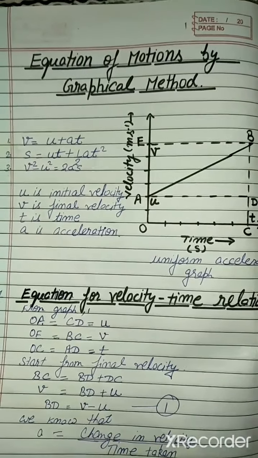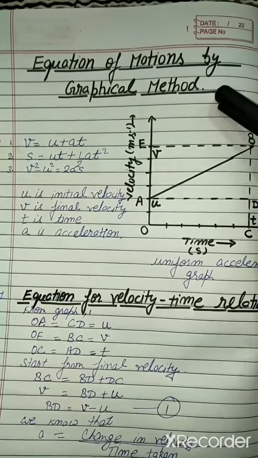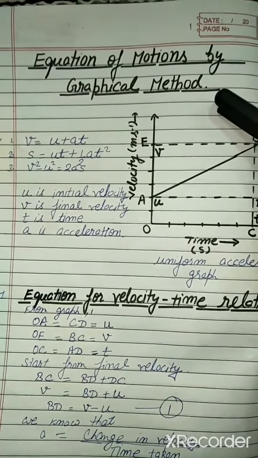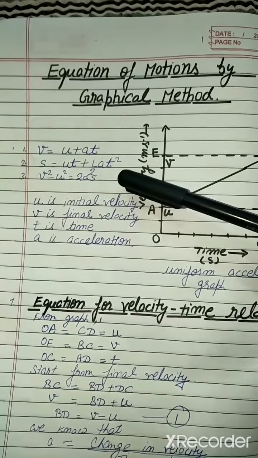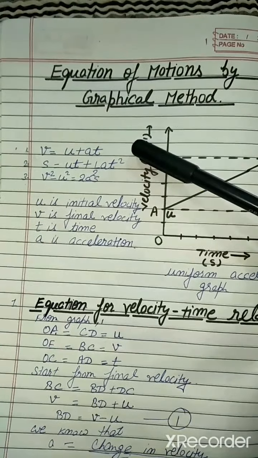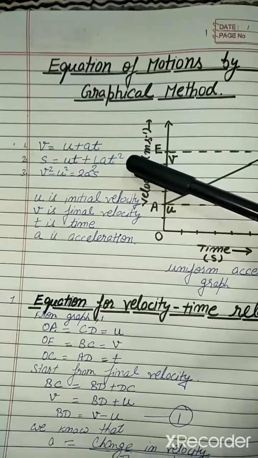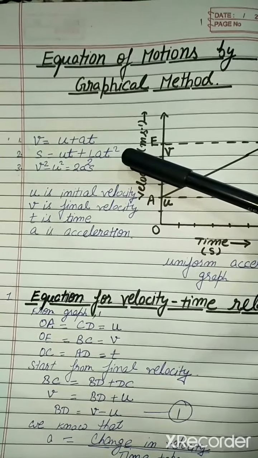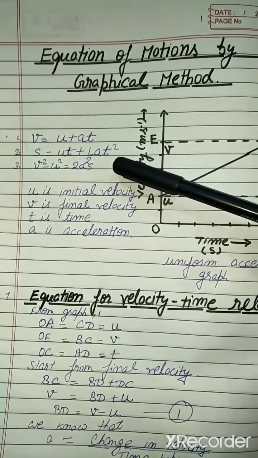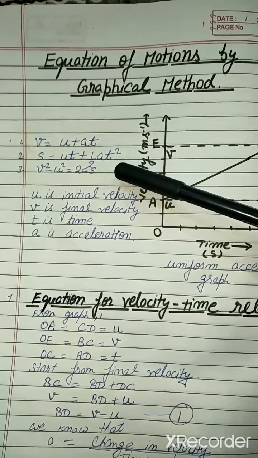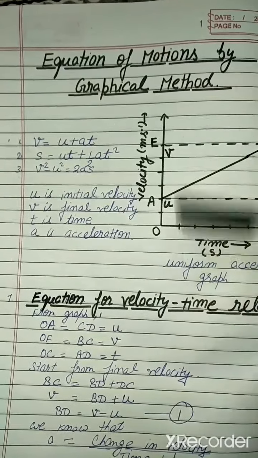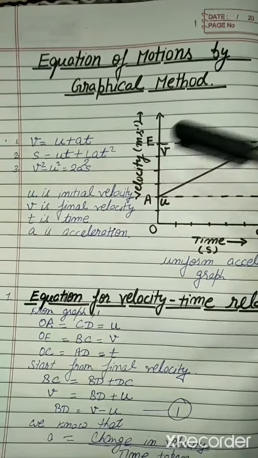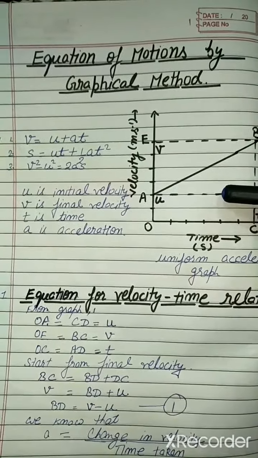In previous class, we discussed the equations of motion by graphical method, right? I told you that there are three types of equations of motion. First is v equals u plus at. Another is s equals ut plus half at square, and third is v square minus u square equals 2as. So here we are going to derive the three equations with the help of a graph, right?